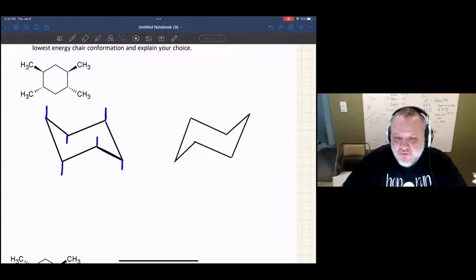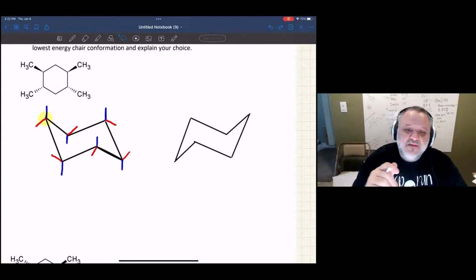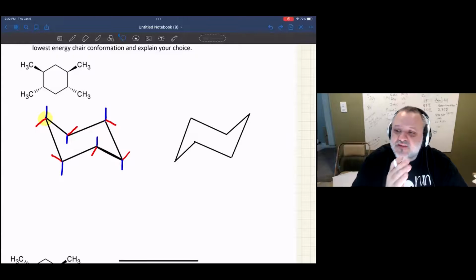Now I'm going to draw the equatorial bonds. Down, up, down, up, down, up. Now, I'm going to mark this atom. The reason I mark this atom is so that I remember which atom is the same in both chair flips. In the right-hand chair structure, this atom has moved to the down position, and so I want to mark it just so that I know.